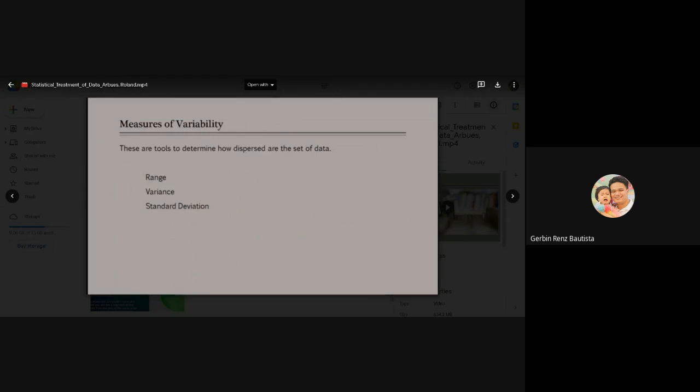Measures of variability are the tools to determine how dispersed a set of data is. They are also called measures of dispersion or variation, and these are range, variance, and standard deviation.